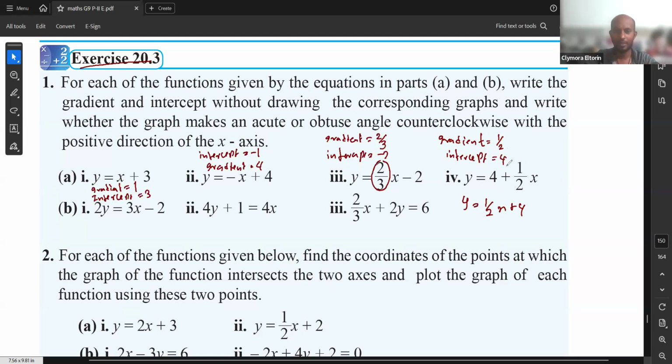Sometimes there may be questions in the first part like this. They give the equation and ask you to find the gradient and intercept without plotting the graph. Also there's another part: you must mention whether it makes an acute or obtuse angle. What can you say about that? This one, the gradient is positive, so it makes an acute angle. This one, the gradient is negative, so it makes an obtuse angle.